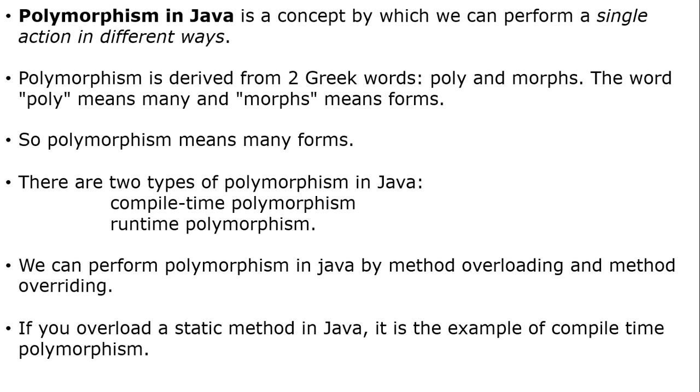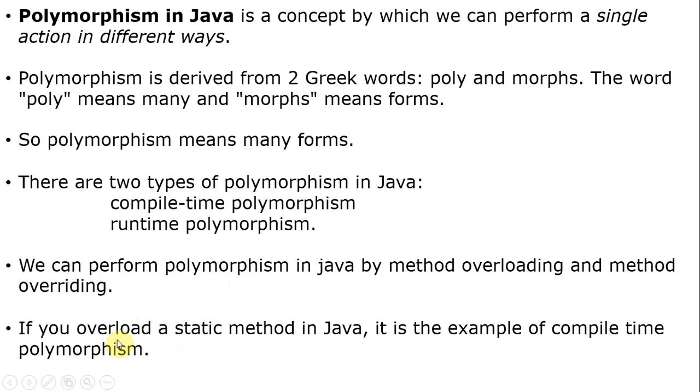There are two types of polymorphism: compile time polymorphism and runtime polymorphism. We can perform polymorphism in Java either by method overloading or method overriding. Whether it is compile time or runtime does not matter, polymorphism can be done in Java with the help of either method overloading or method overriding. Both we have completed, right?